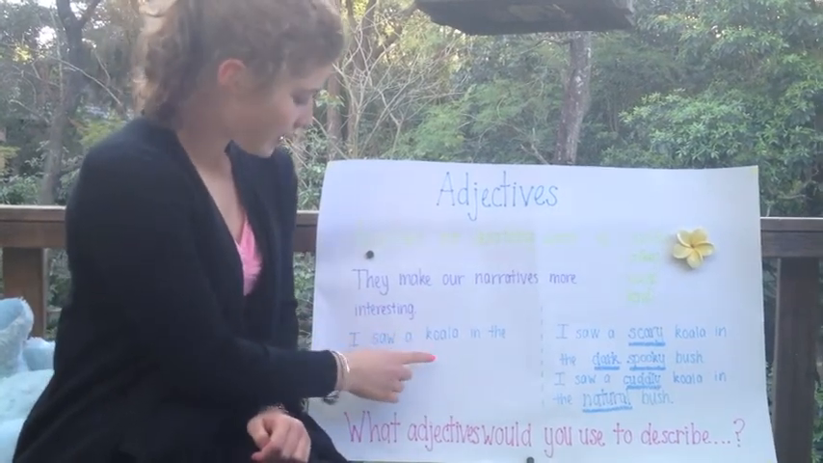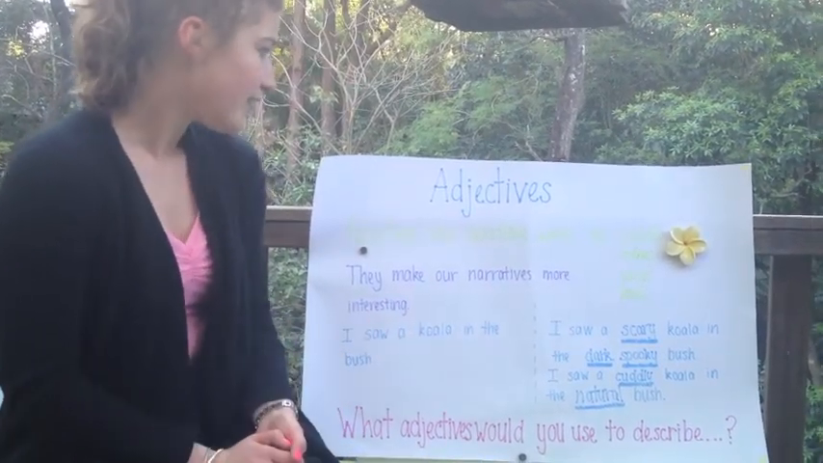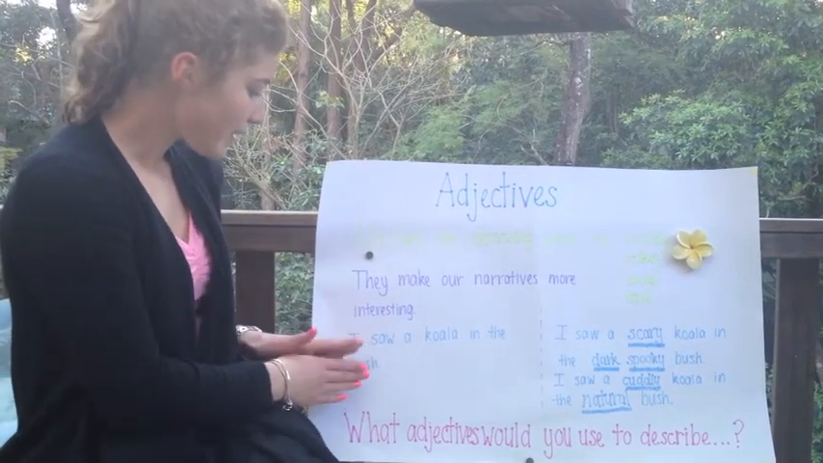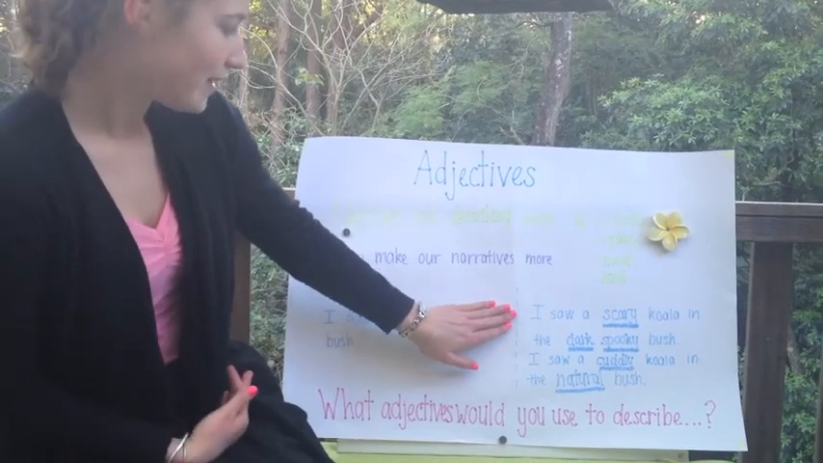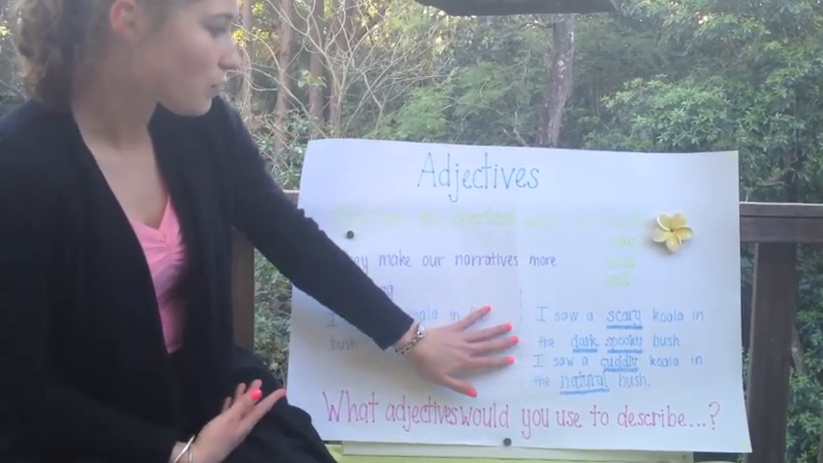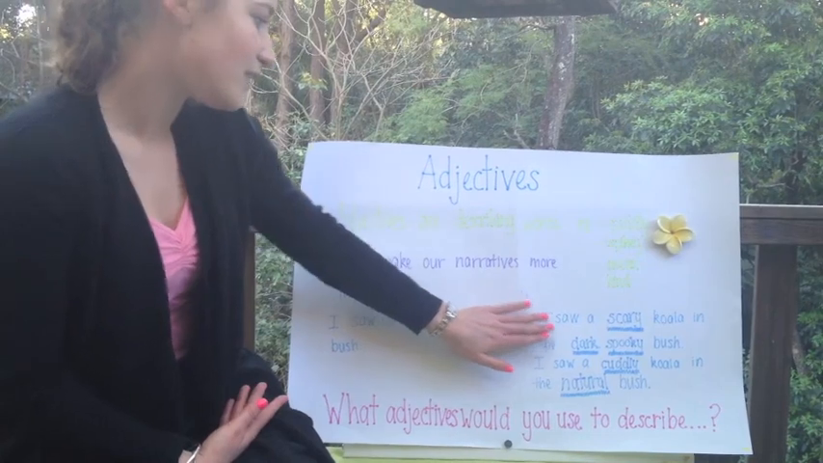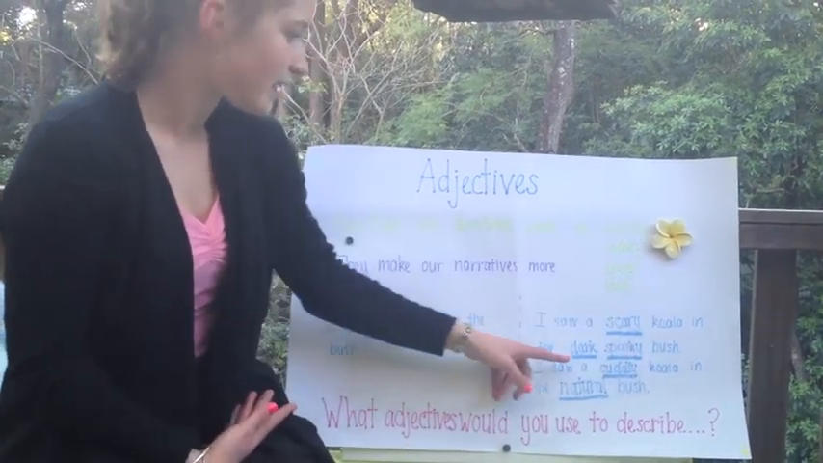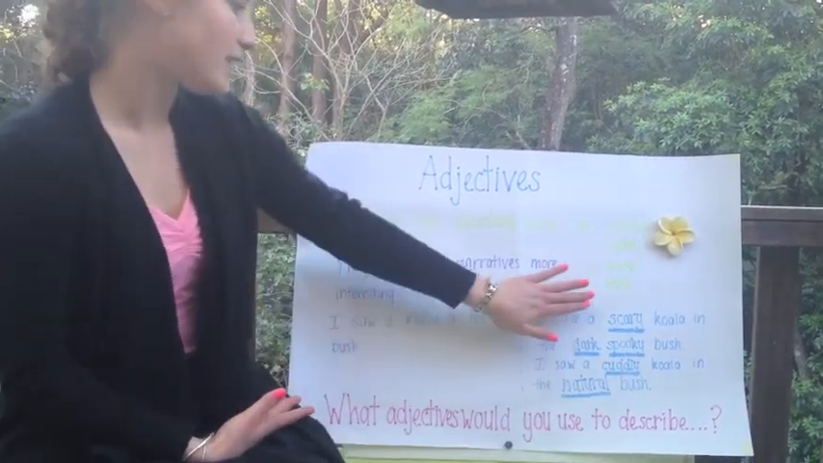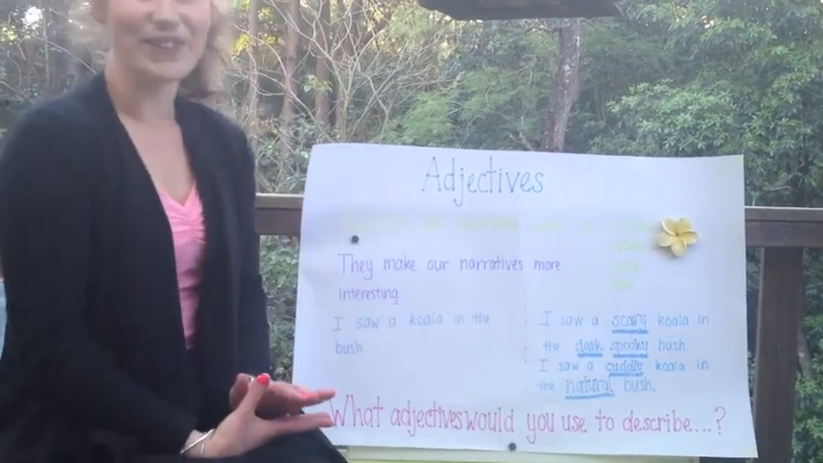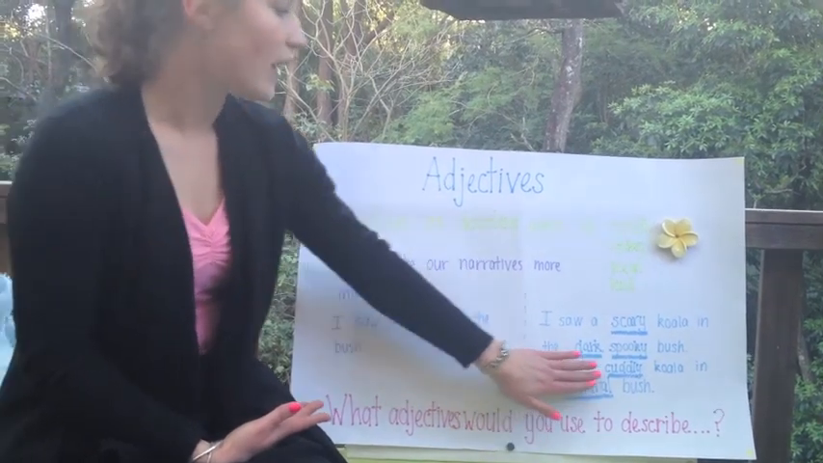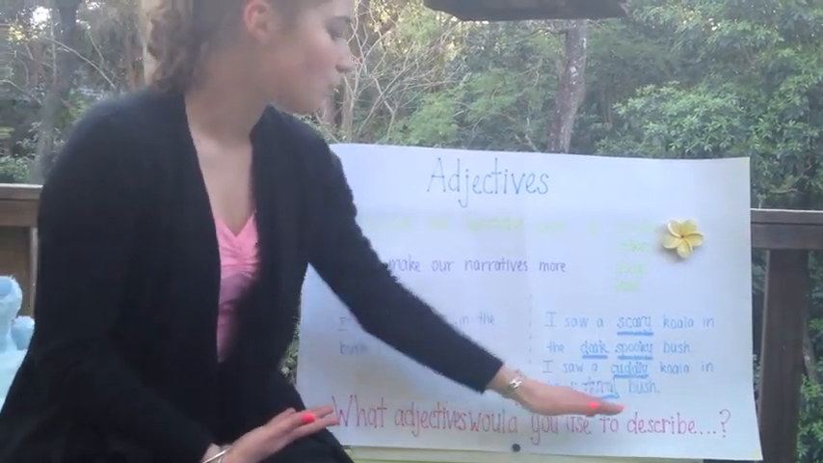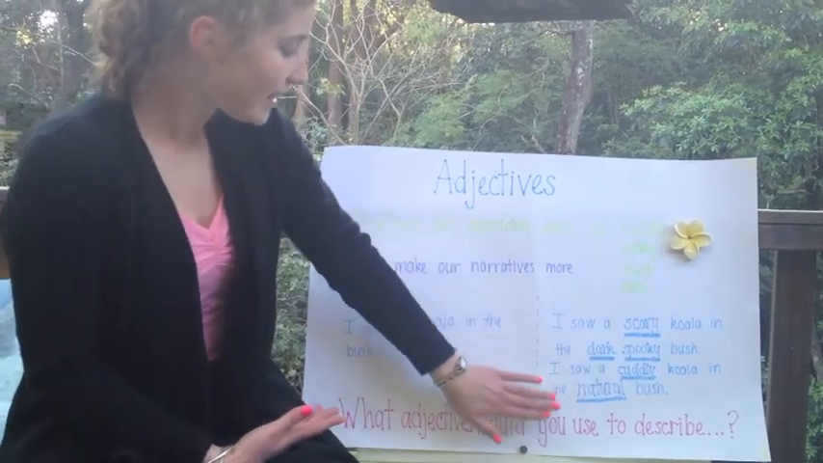Now we're going to look at this sentence: I saw a koala in the bush. We could use adjectives to make this more interesting for our audience. Here are some examples. I saw a scary koala in the dark, spooky bush. Scary, dark and spooky are all adjectives. The next one: I saw a cuddly koala in the natural bush. Here, cuddly and natural are our adjectives.